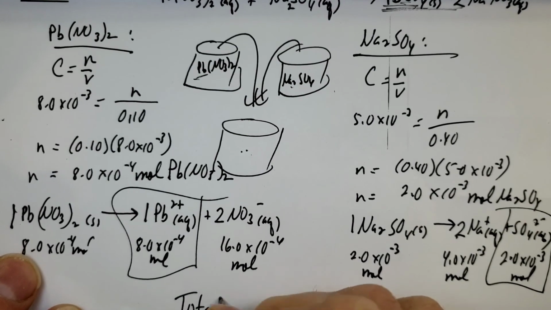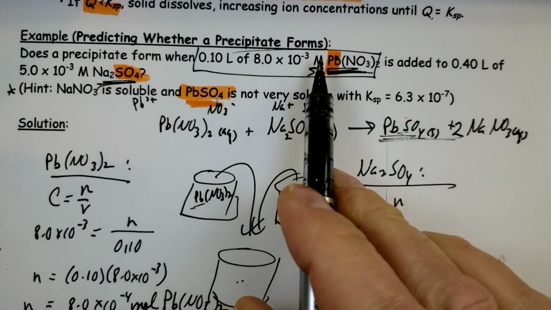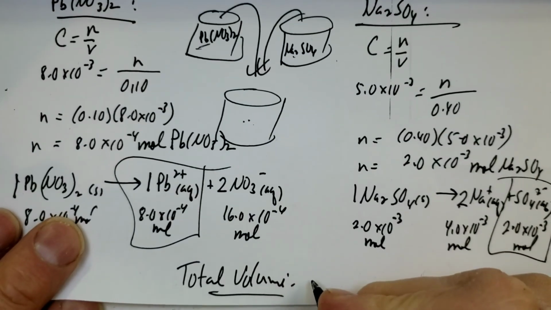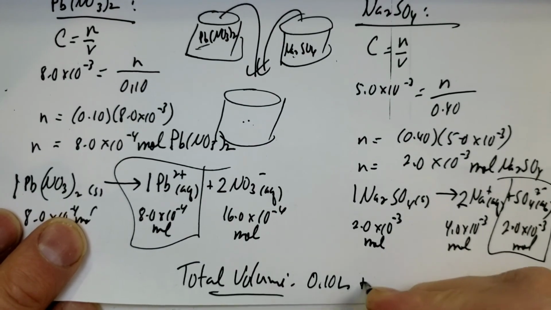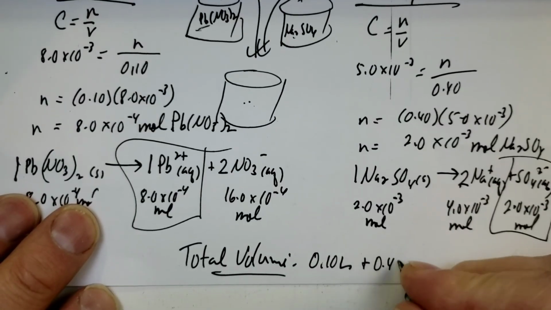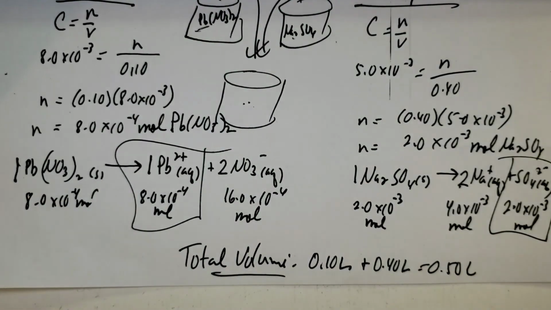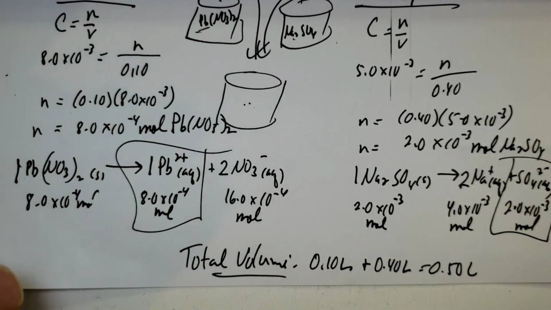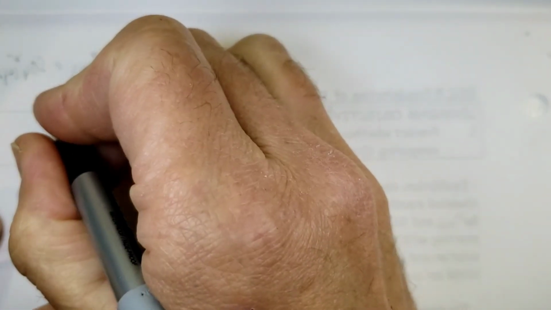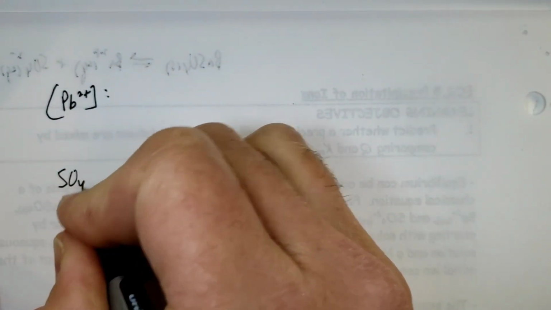So one other piece I need to do is figure out the total volume of solution I'm going to have here. So I have 0.1 liter plus 0.4 liter equals 0.5 liters. So I know what my total volume of solution is. So now that I know my total volume of solution, what I can do is figure out the concentration of lead, and I can figure out the concentration of sulfate.